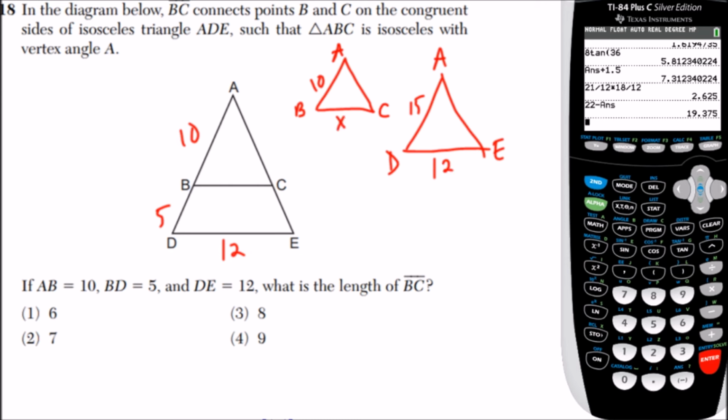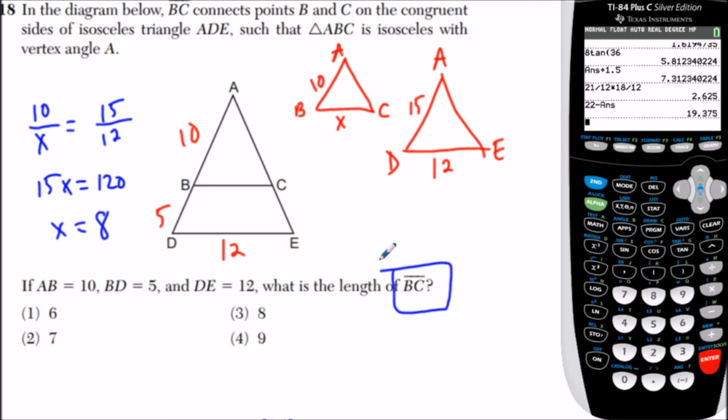We could just set up a proportion. So we got the left side compared to the bottom side. So we're going to set up 10 over x, and we're setting that equal to 15 over 12. So if we work this out, 15x is equal to 120. Divide both sides by 15, and that's going to give you x equals 8. And remember, x represents the length of BC, which is what we're trying to find. So x equals 8 is going to lead us to choice 3. So 18, we're going with choice 3.